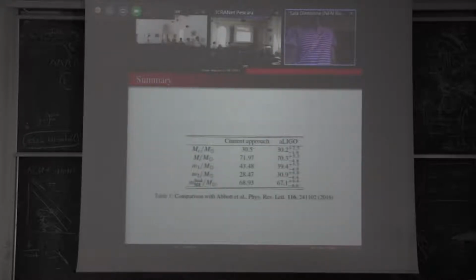What are the results? Using this approach, we obtain a chirp mass of 30, while the value reported by LIGO is 30.2. The total mass is also close, and the spin too. All are very close.